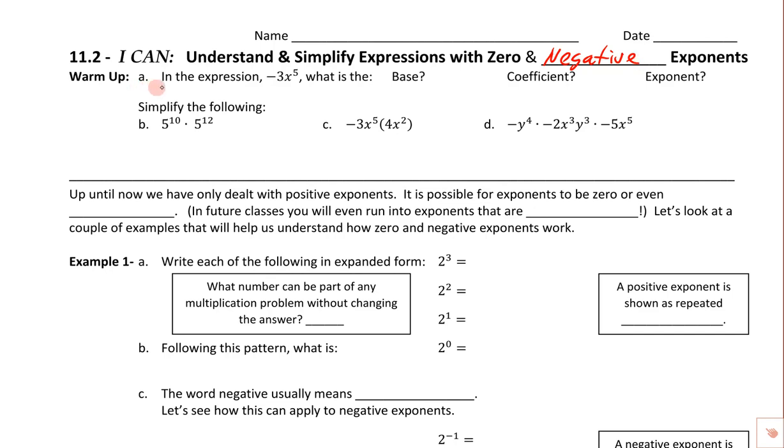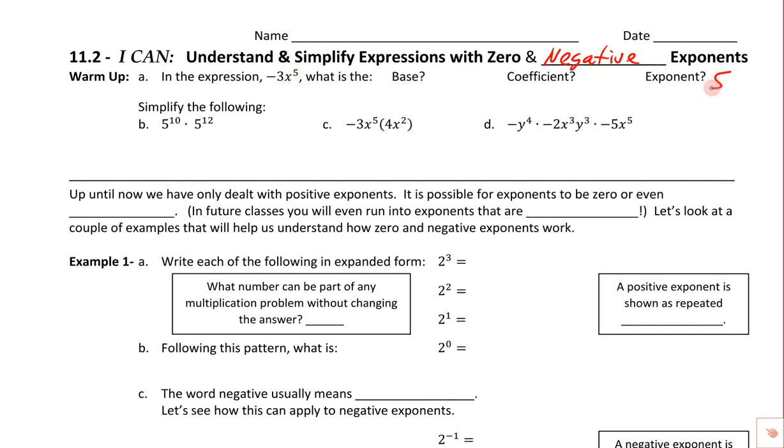So the warm-up says, in the expression negative 3x to the fifth, what is the base, what is the coefficient, and what is the exponent? Now, please notice that this comes in a different order. This says what's the base, what's the coefficient, and what's the exponent. So be careful here. If we want to find out what the base is, it's what's underneath that exponent. It's the only thing the exponent applies to. So notice the exponent right here is 5.